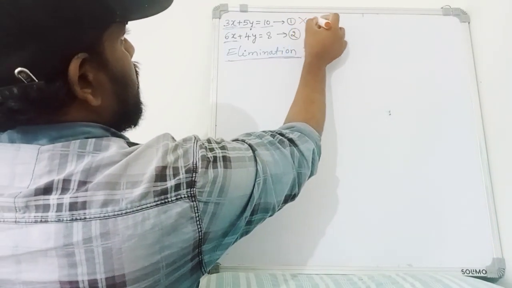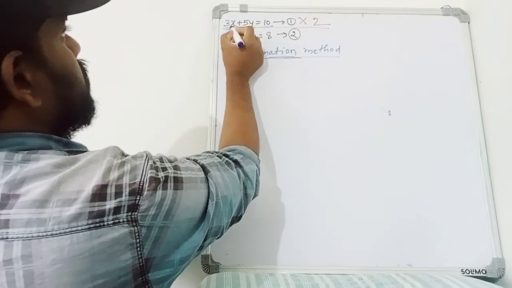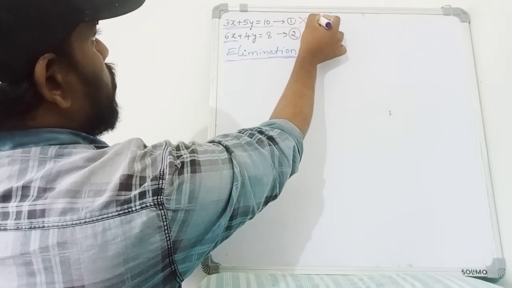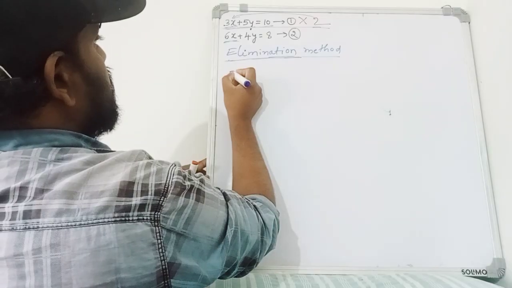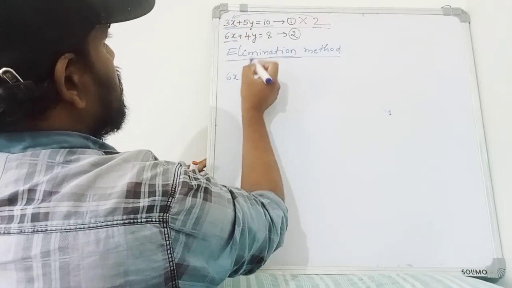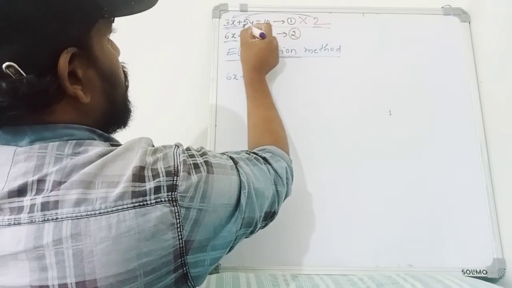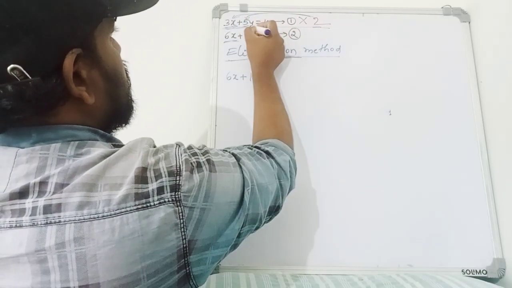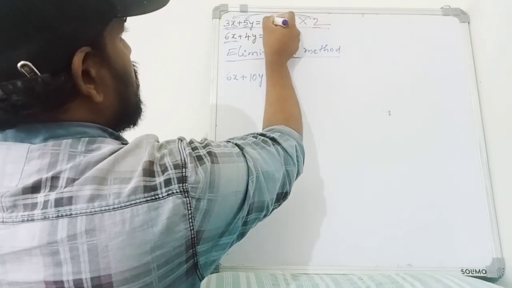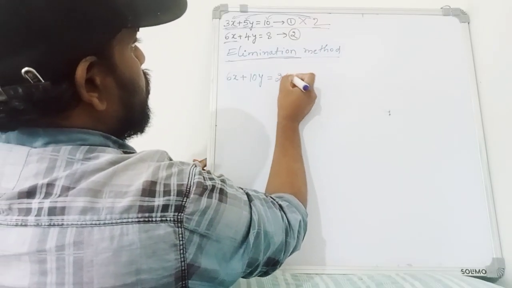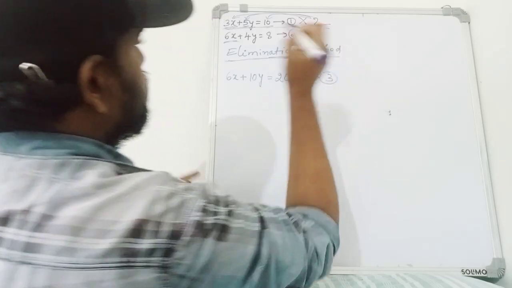Now I am multiplying this whole equation by 2. See, now multiply: 2 into 3, 2 threes are 6, this x will be as it is, then plus again 2 into 5, 2 fives are 10, this y will be as it is, then equal again 2 tens are 20. Okay, now call this equation 3.